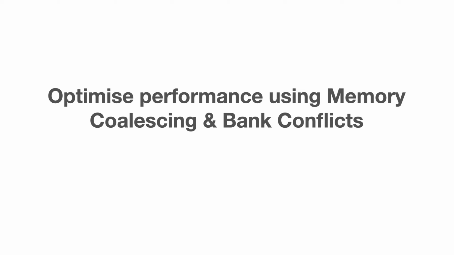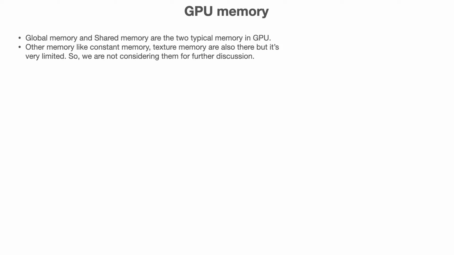In this video, we are going to look into memory coalescing and bank conflicts, and discuss some benchmarks comparing the performance without memory coalescing and bank conflicts and with memory coalescing and bank conflicts. Before moving to that, let's briefly get an overview of the memory hierarchy in GPU.